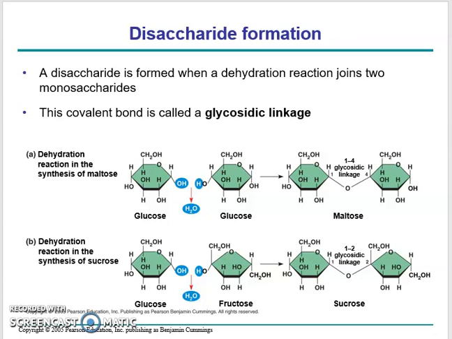So to go along with this theme of how we can put these monomers together, what we're going to be talking about first is really, really simple disaccharide formation. As I said before, disaccharides are basically two monomers of sugar that are linked together, right? And again, how you link them together is through a process called dehydration synthesis. They're calling it a dehydration reaction here, but basically the same thing.